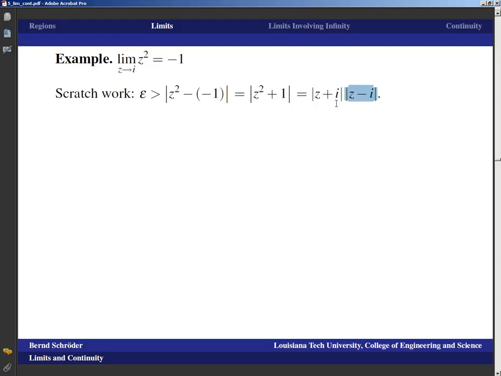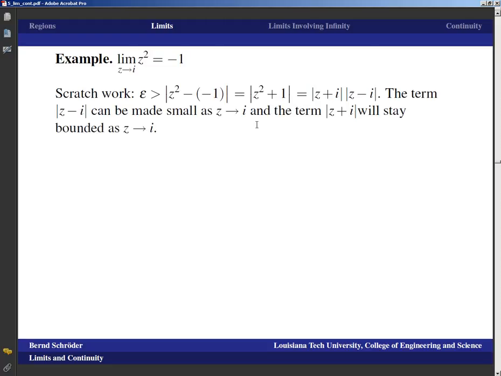The z plus i, the only thing that could make our argument go wrong is that the z plus i could get large. Well, come on, if z is close to i, then z plus i ought to be smaller than 3 or something like that. And so that ought to work. So the term z minus i can be made small as z goes to i, and the term z plus i will be bounded as z goes to i. So this ought to work. I just make z minus i smaller than something that will make my final estimates work out.